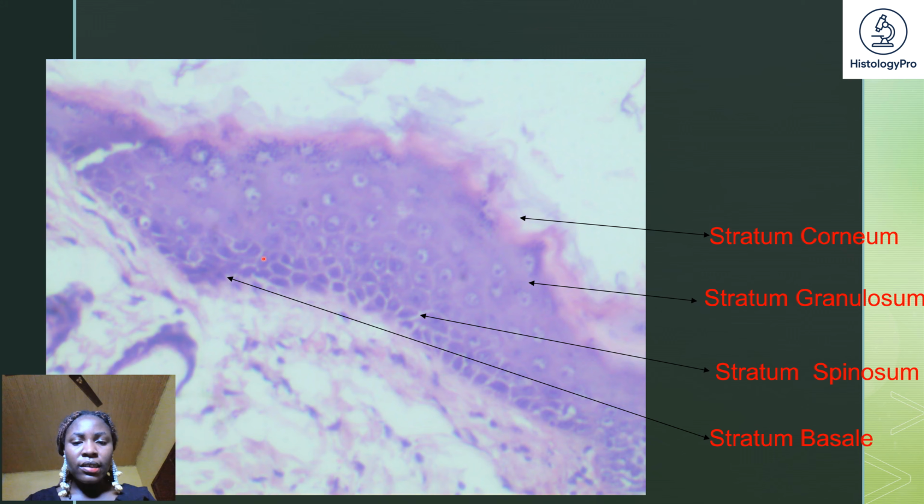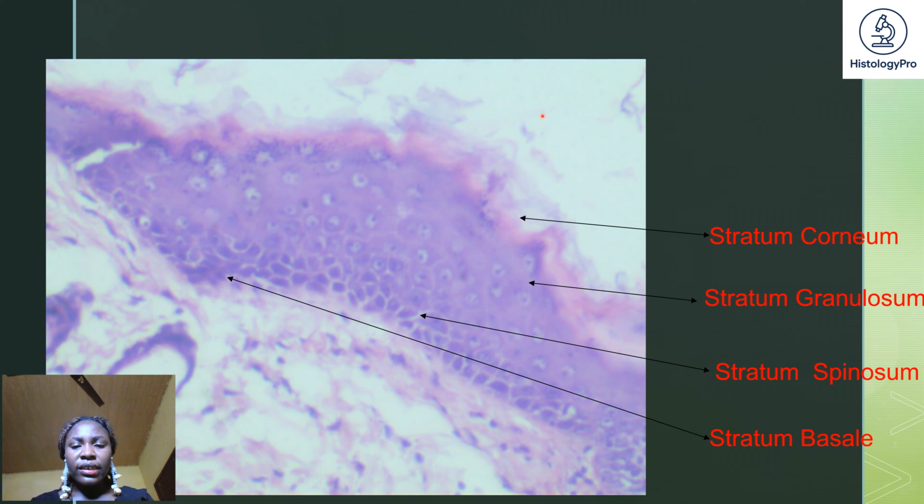The next layer is the stratum spinosum, also known as the prickle cell layer. We can see polyhedral cells. You can see several layers of polyhedral cells. In high magnification, it often shows spines, which are cell to cell junctions. This layer actually provides strength and flexibility to the tissue.